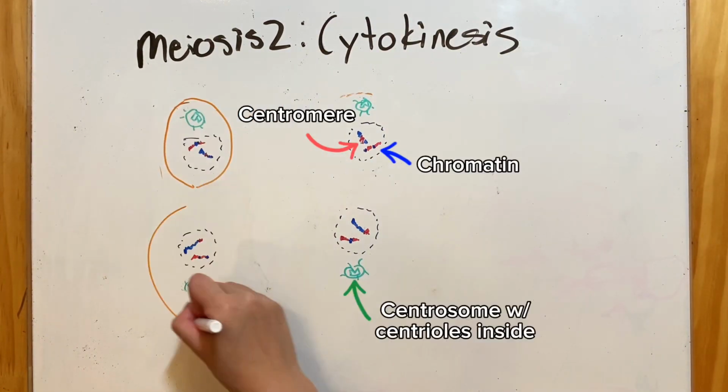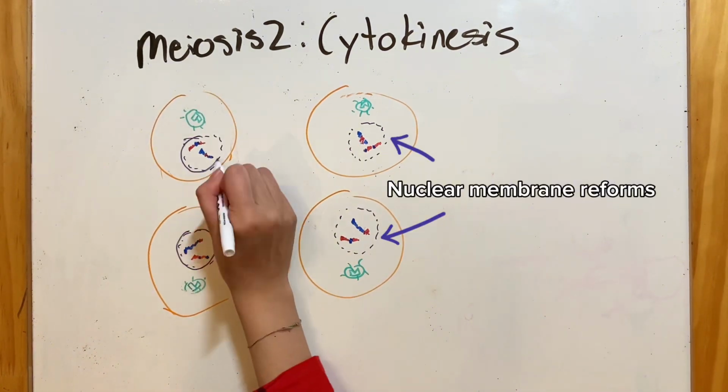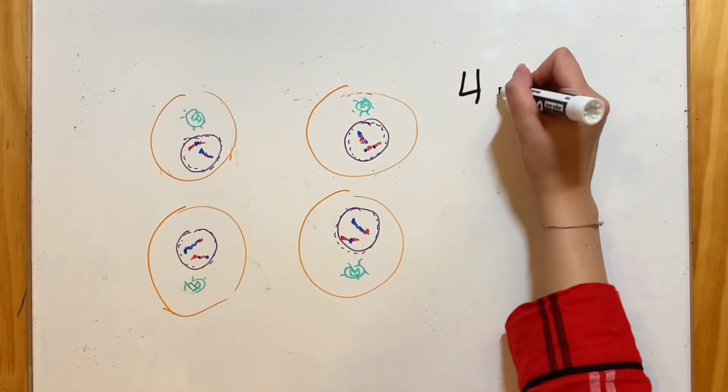The cell fully divides as the cytoplasm splits, creating, in total, 4 haploid daughter gamete cells that are all genetically unique.